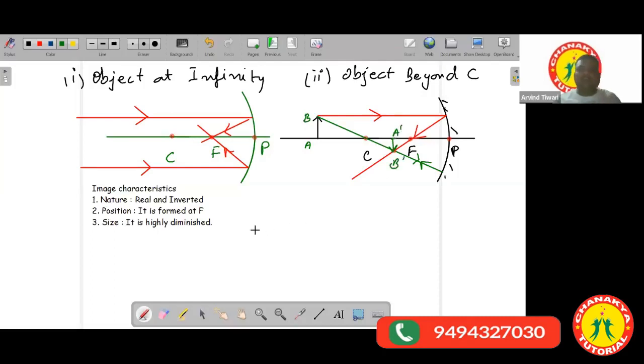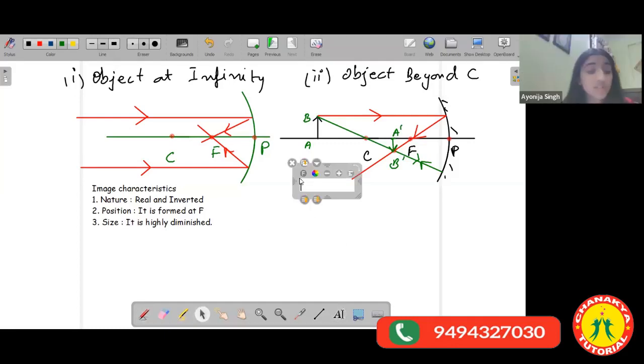Is everyone able to do the diagram? Have you drawn the diagrams in your notebooks? Yes, sir. Sir, just a minute.